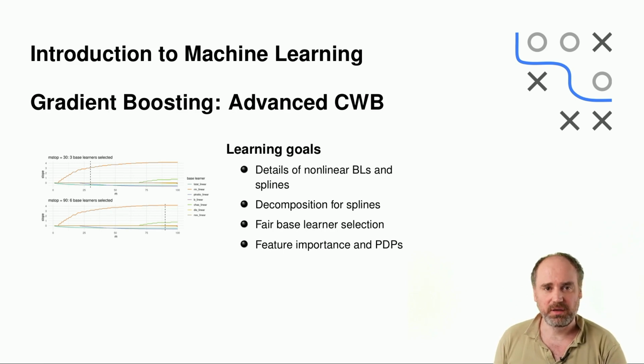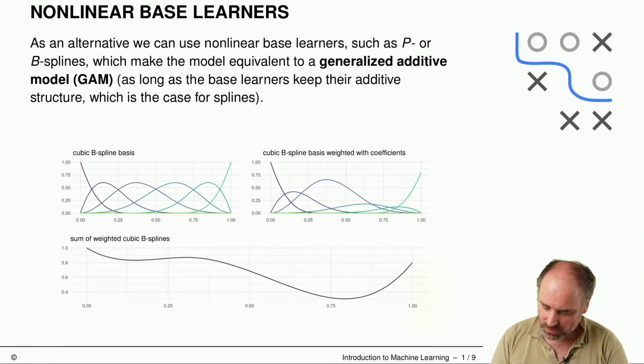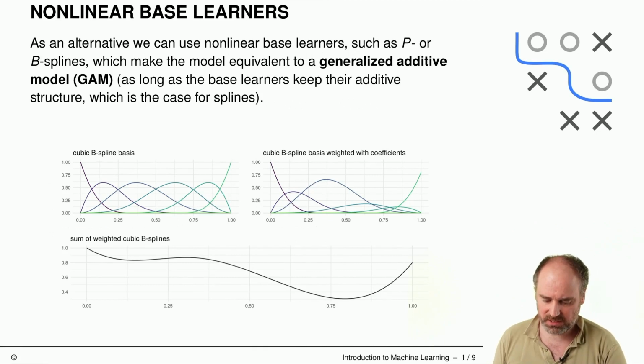And I'll also discuss a little bit how we get our hands on partial dependence curves from the component-wise boosting model, and that we can also compute feature importance measures from CWB. So, as we already discussed, we can use nonlinear base learners.